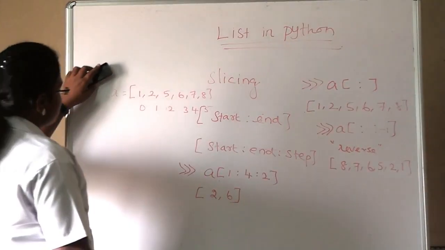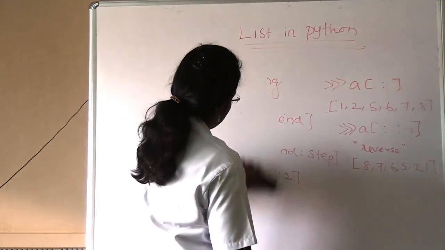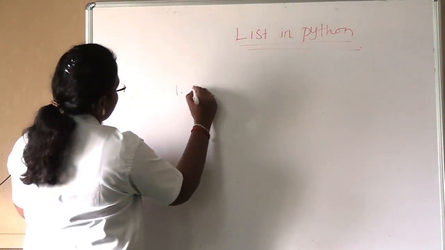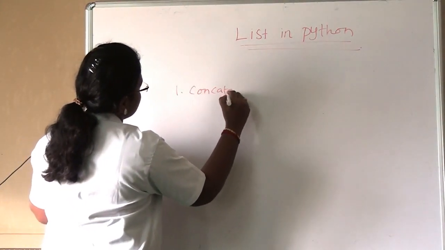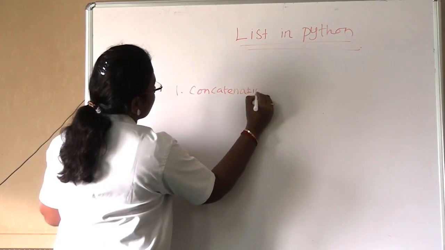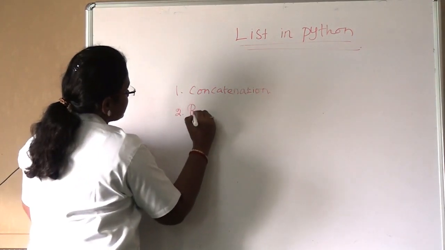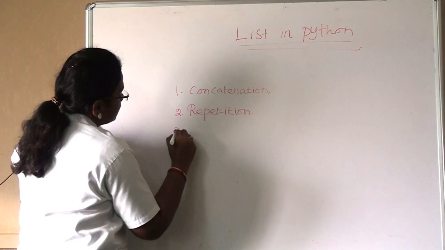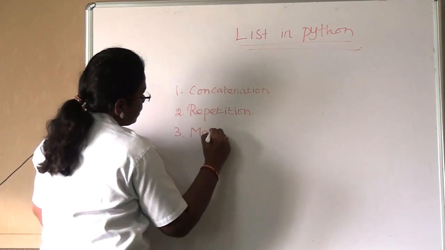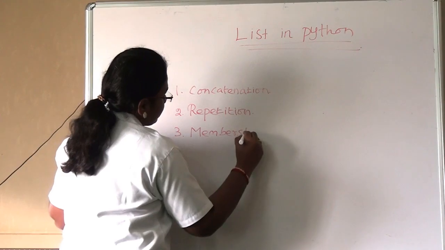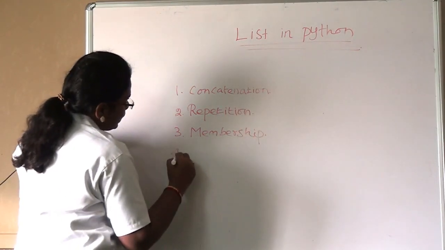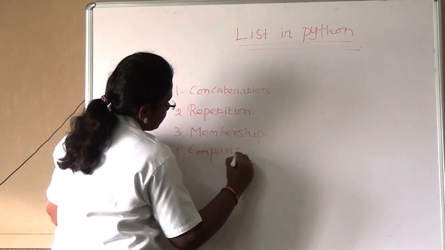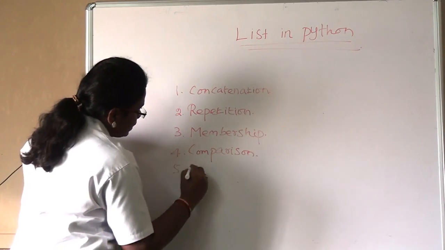The other operations of the list are: first one is concatenation of two lists. Second one is repetition. Third one is checking the membership. Fourth one is comparison. And fifth one is updating.